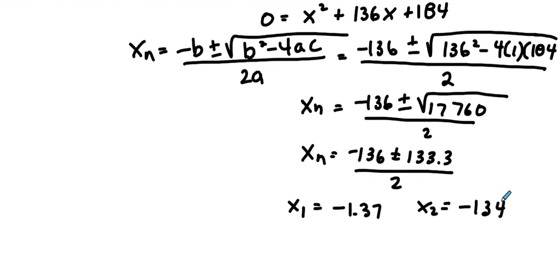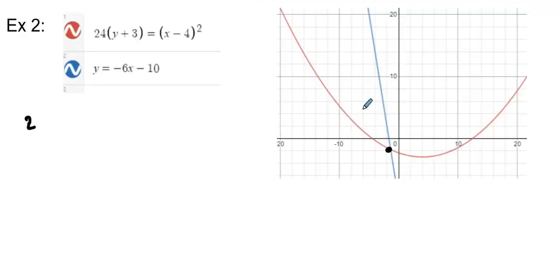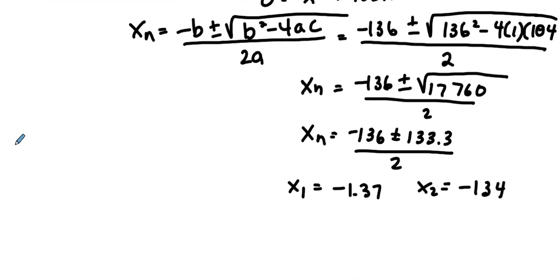And now I just want to make sure. Yeah, negative 1.37 and negative 134.6. Okay, negative 134. So now we have two values of x. So close to negative 1 and negative 134. That's why I had to provide the drawing. If you look here, clearly this is close to 0. So we have to reject the value that does not make sense for our diagram.